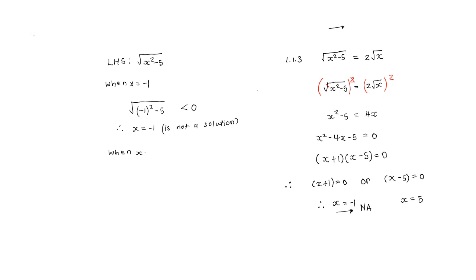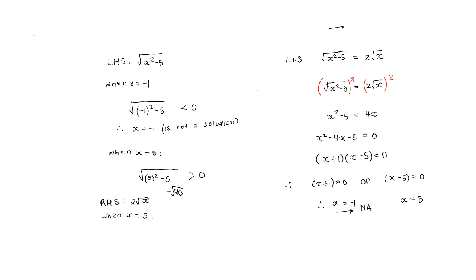Let's see when x is equal to 5. When x is equal to 5, we'll have the square root of 5 squared minus 5. 5 squared is 25, and 25 minus 5 is going to be 20. That's greater than 0, so that's fine. Let's just check the right hand side. We have 2 root x. So what happens when x is equal to 5? We know that the left one is equal to the square root of 20.